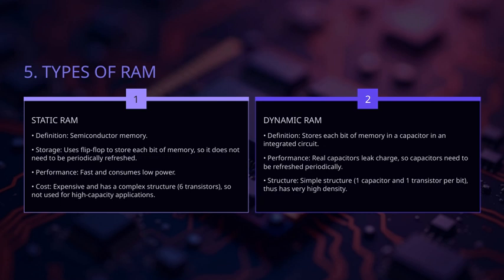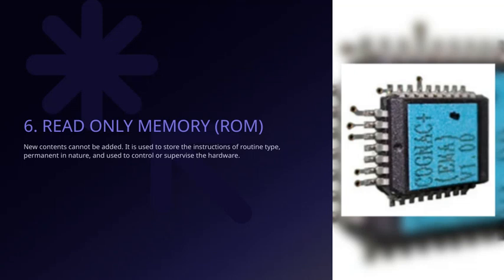Structurally, DRAM is simpler. It uses just one capacitor and one transistor per bit, making it possible to pack a lot more memory into a smaller space. That's why DRAM can achieve very high densities, making it ideal for applications where large amounts of memory are needed at a lower cost.